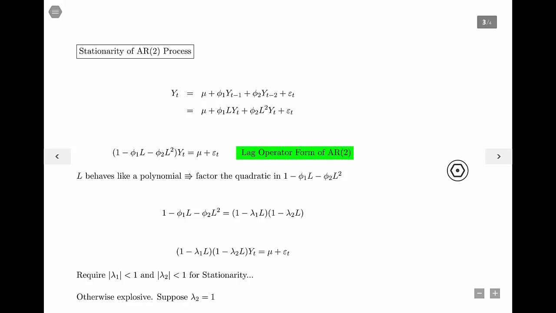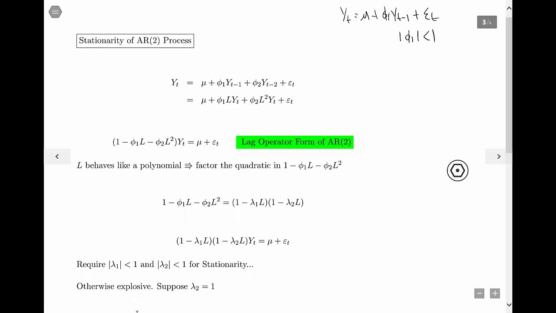Okay, so we're now going to talk about stationarity of an AR2 process. Remember, for an AR1, the key condition is that phi1 is less than 1 in absolute value. We're now going to see, moving to an AR2, a more general case, what the restrictions are on the AR2 coefficients such that this process is stationary. And the simplest way to see what the restrictions must be is to write the AR2 in its lag operator form.